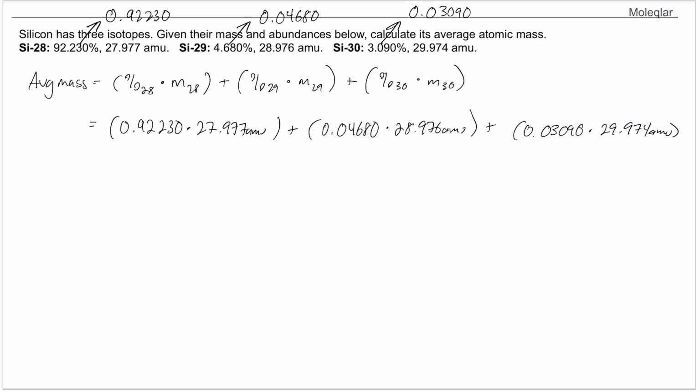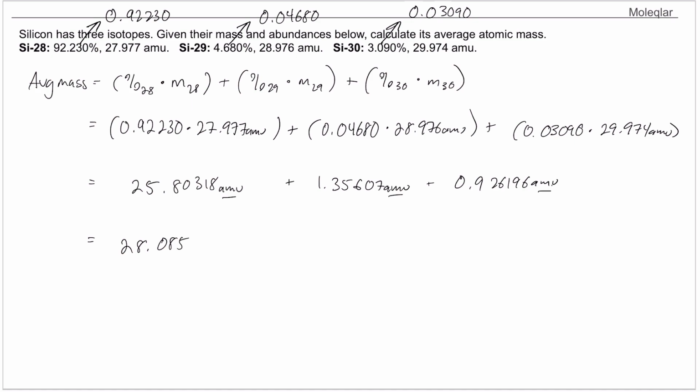So we can calculate this out, and when we do, we will get these values here: 25.80318 AMU plus 1.35607 AMU, and then finally 0.926196 AMU. Okay. All right, so now since, again, all of our units are the same, we're good to go and add these up all together. And our final answer will be 28.0854466 AMU.